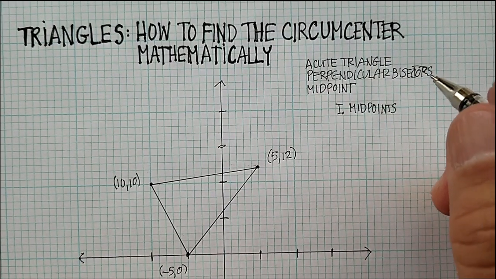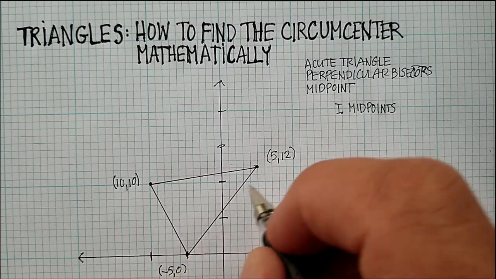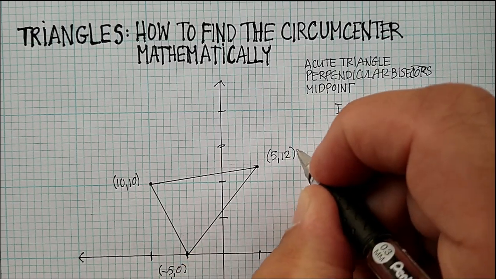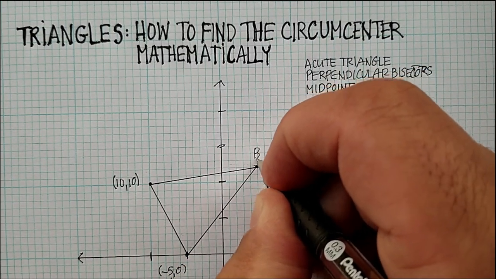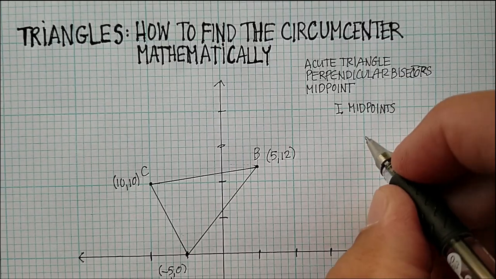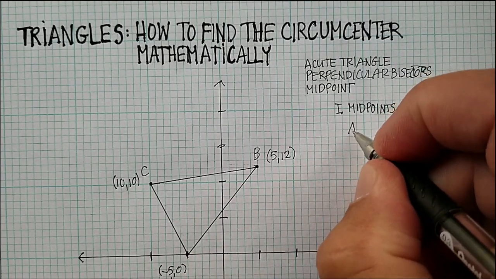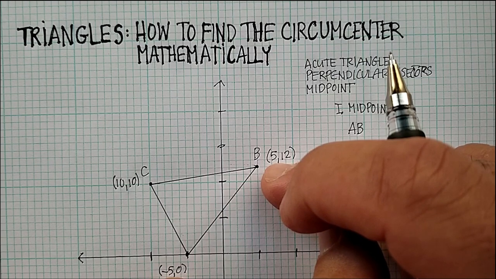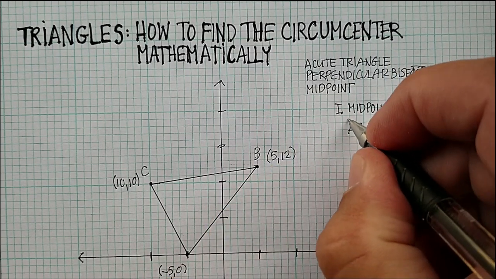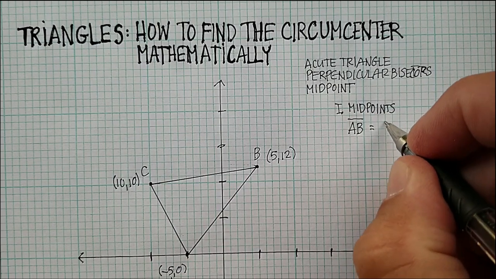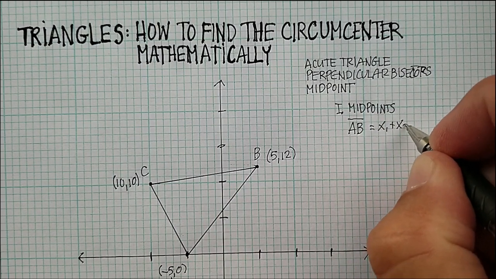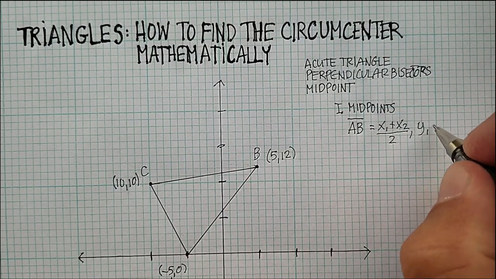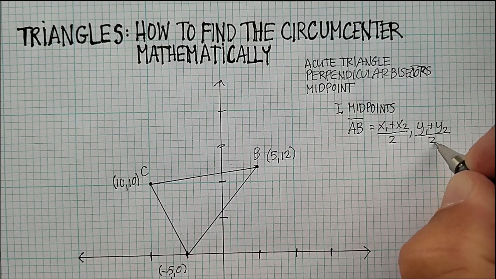All right. So what is the midpoint of this side, and this side? And for better convenience, let's label these vertices A, B, and C. All right, so let's start with AB. The midpoint formula is simply adding the x's and then dividing by 2. So the midpoint would be equal to x1 plus x2 divided by 2. And the same thing with the y: y1 plus y2, again divided by 2.